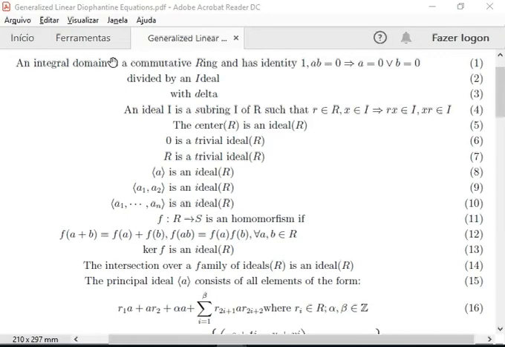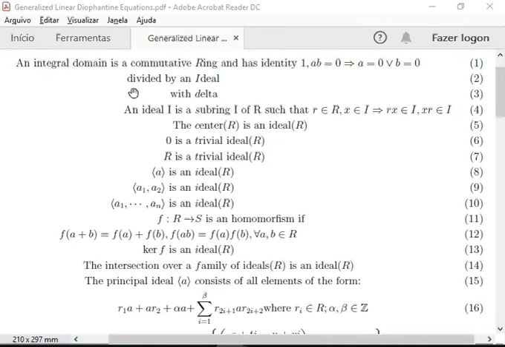What is an integral domain? It is a commutative ring. A ring has a sum and a product. An integral domain has an identity 1 and has 0. If AB is equal to 0, then A is 0 or B is 0. So there are no divisors different from 0.